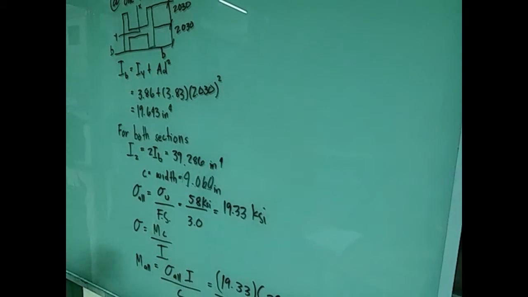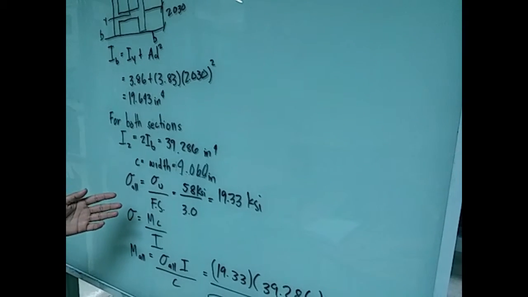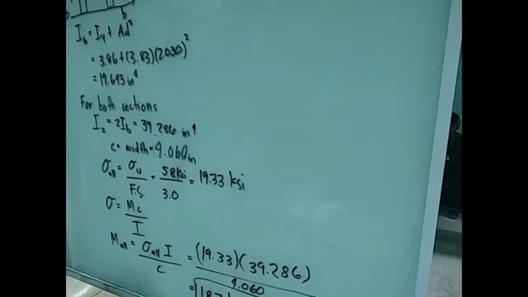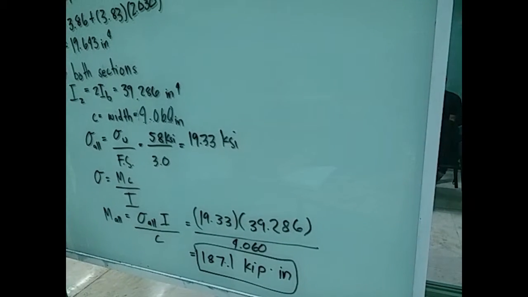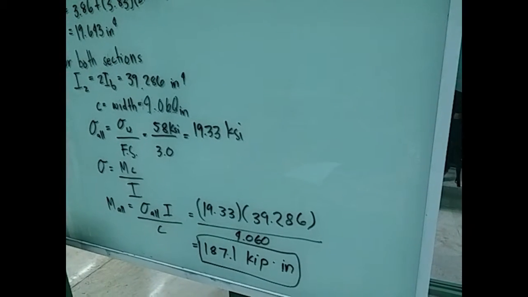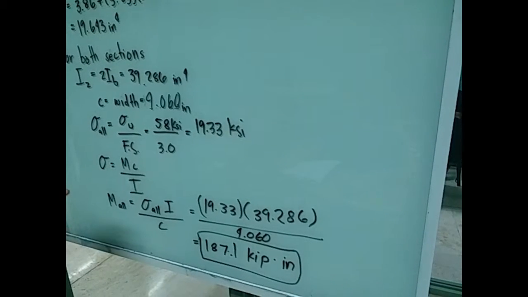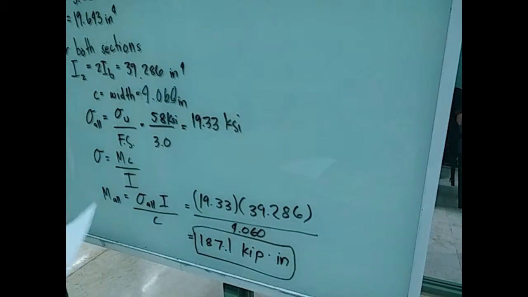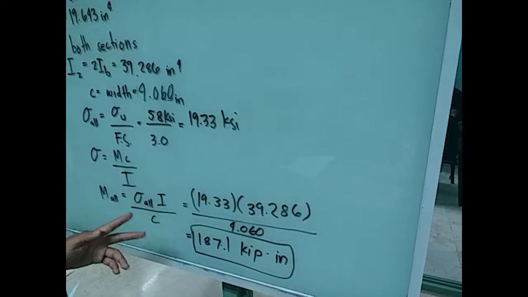To get the allowable stress, we use the formula for factor of safety. Then we get 19.33 KSI. And for the bending moment, since we have the allowable stress and the inertia, all we need now is the C, which is the width, 4.06. Solving it, we get 187.1 inches.